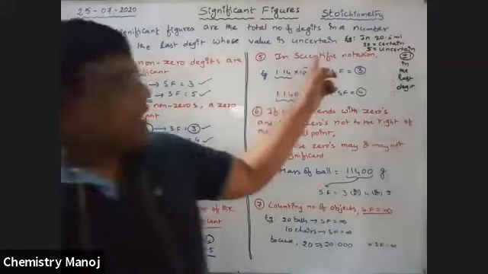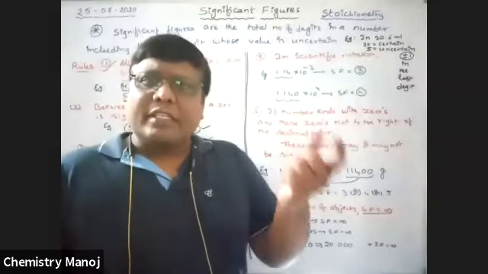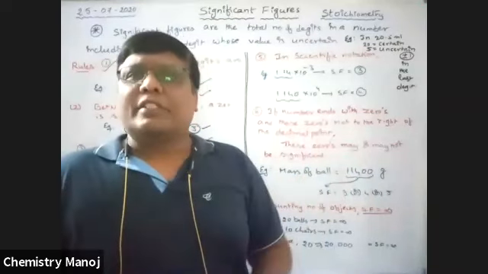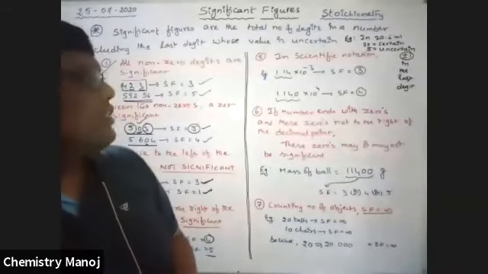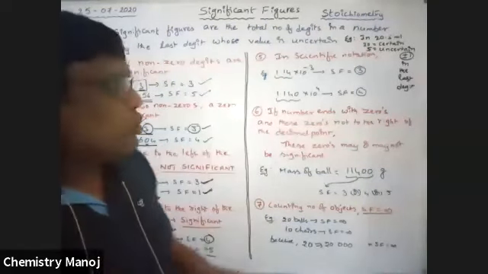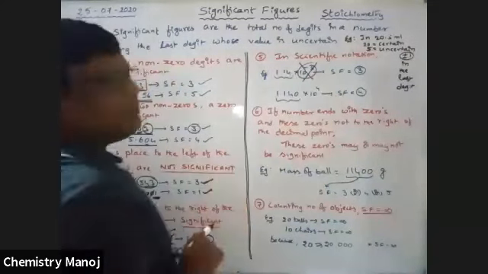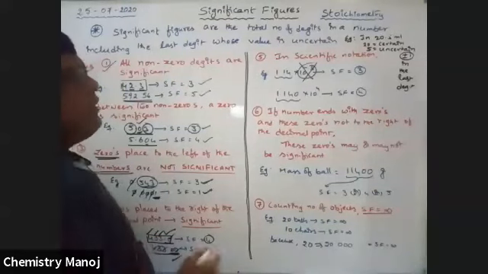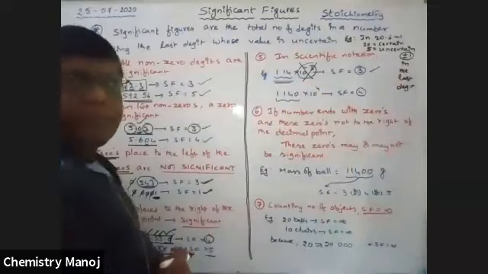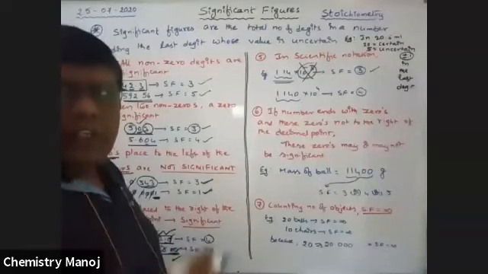Next, scientific notation. I already completed that concept. In scientific notation, that means some value times 10 power something. That is called scientific notation. So here 1.14 times 10 power minus 3. During scientific notation, this 10 power minus 3 is not considered. Now how many digits are there? Non-zero: 1, 2, 3. 3 is the number of significant figures. So the 10 power is not considered in scientific notation.